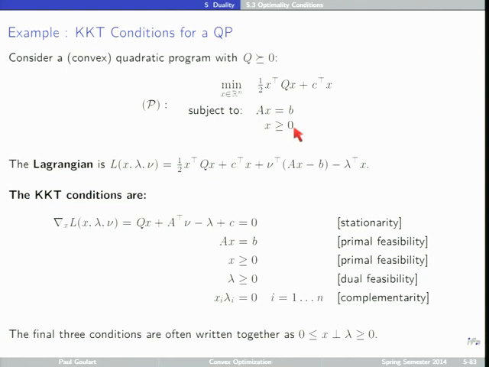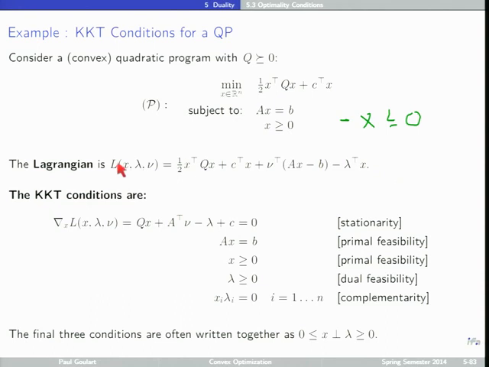Okay? Here's my Lagrangian. It's the objective function from the original problem plus some weighted combination of the equality constraints, with the weights being the equality multipliers, and then minus lambda times x. And the reason why it's minus is because I always want all of the inequalities to face to the left. So I should write it like that. Okay? So I have here minus lambda transpose times x.